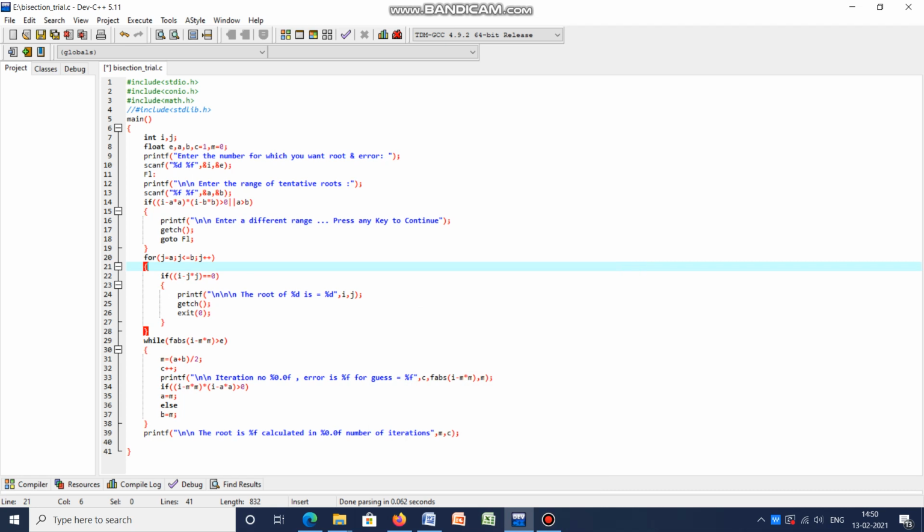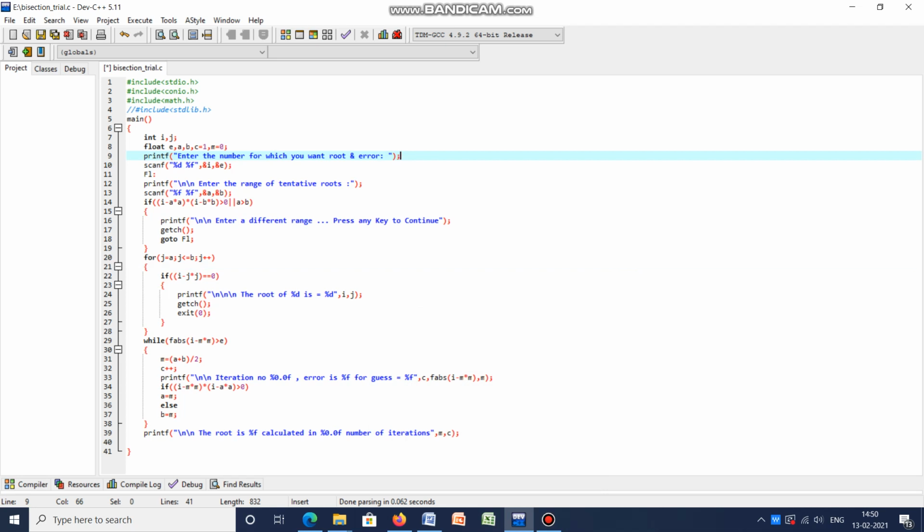So my program will immediately understand and catch that whatever root I am trying to get, that range is between 2 and 3. And accordingly it will calculate with our standard numerical methods. But in this program, you see in the first line, I have asked the user to enter the number for which he wants to find the root.